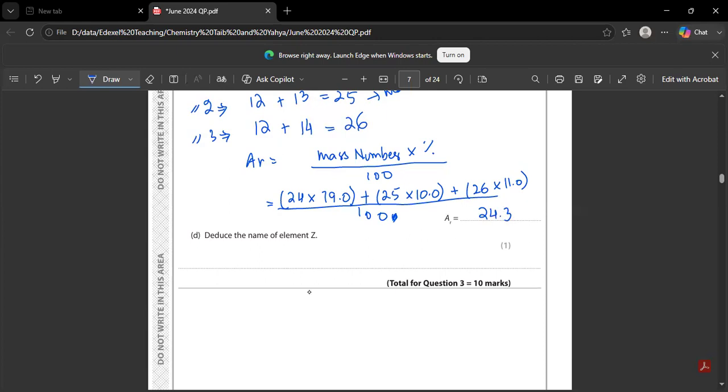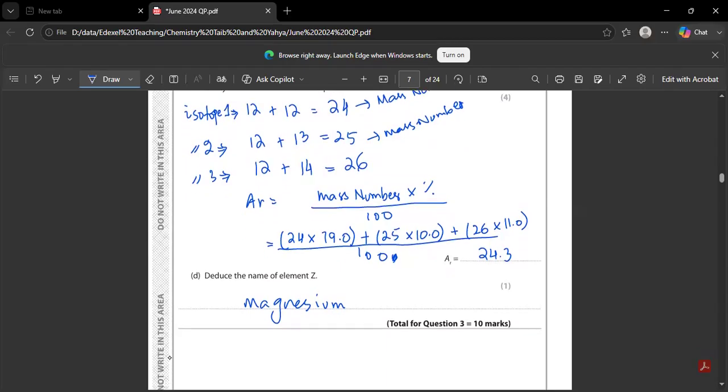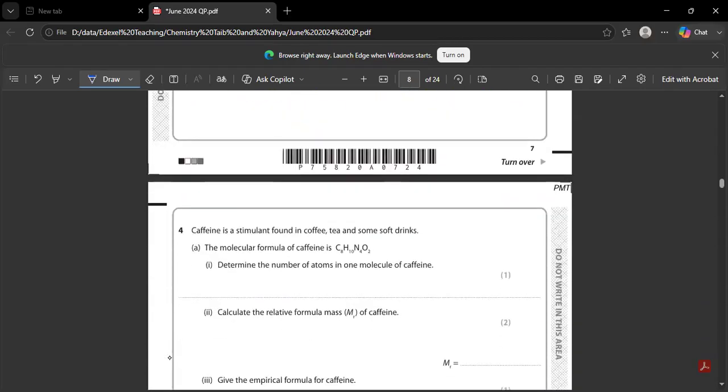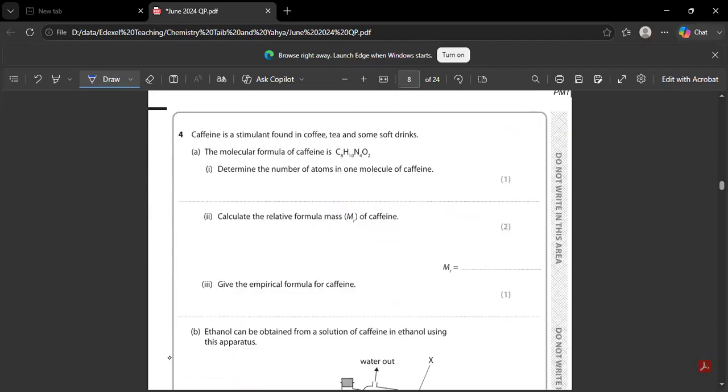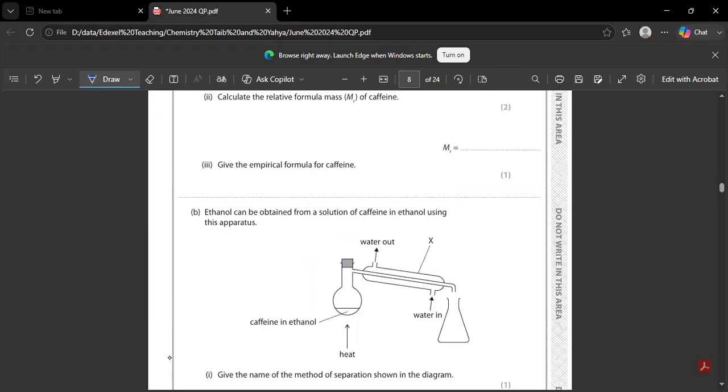So it's going to be magnesium, right? So inshallah, we'll be doing this question in the next class, right?